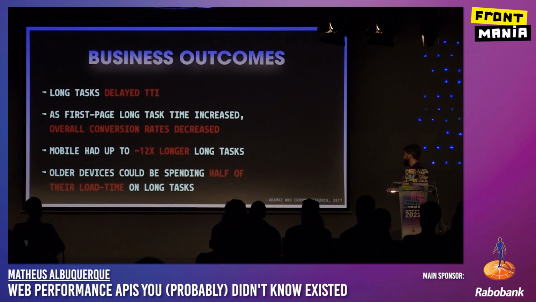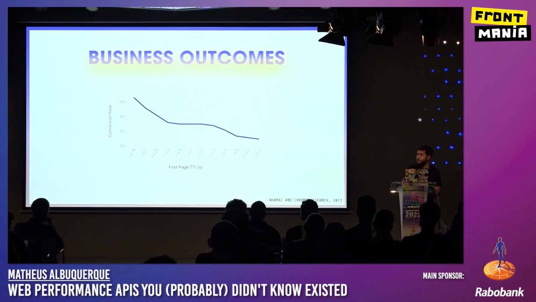For example, there's research showing how long tasks delay TTI and other metrics, and it decreases the overall conversion rate a lot. And on mobile, it was 12 times worse. So that's really crazy. And when you see this on a chart, it's even more crazy. This is conversion rate going down as the first page TTI increased.